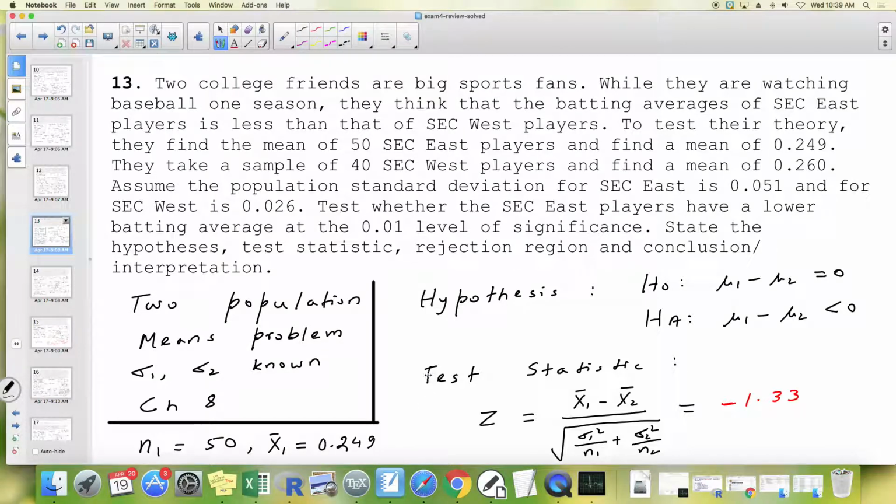So we start with the hypotheses. Now in hypothesis, because it's two population and it's a means problem, we should be looking at mu1 minus mu2. So mu1 is for SEC East, and we are claiming they are lower than SEC West. So that means mu1 is lower than mu2. So HA should be mu1 minus mu2 less than 0. That's what we're testing. And H0 should be mu1 minus mu2 equal to 0. That means there is no difference.